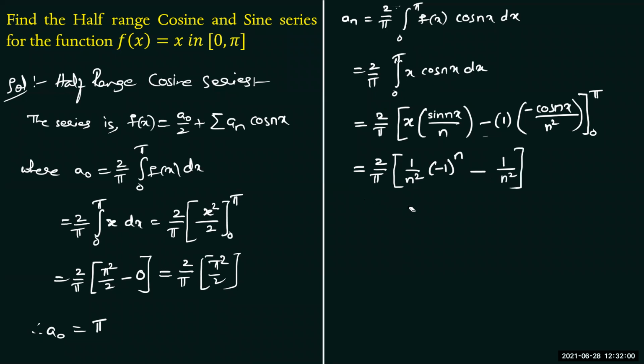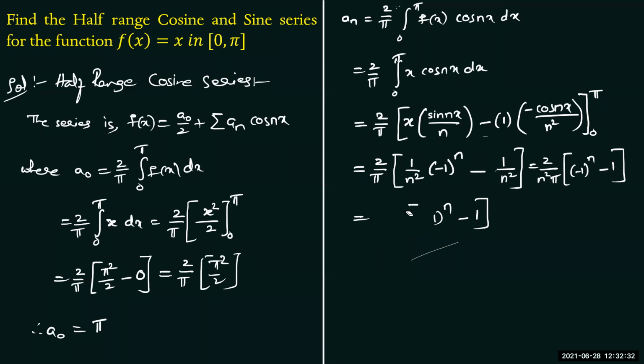Now let me write the remaining things. So we have 2 by pi is okay, and we can take n square, it is common in both the terms. So let us bring n square out of the denominator. So we'll get it as n square pi. What remains there, you see, minus 1 to the power of n minus 1. So when you get it this way, if you allow me, I'll write it here itself. So it is equals to 2 by n square pi into minus 1 to the power of n minus 1.